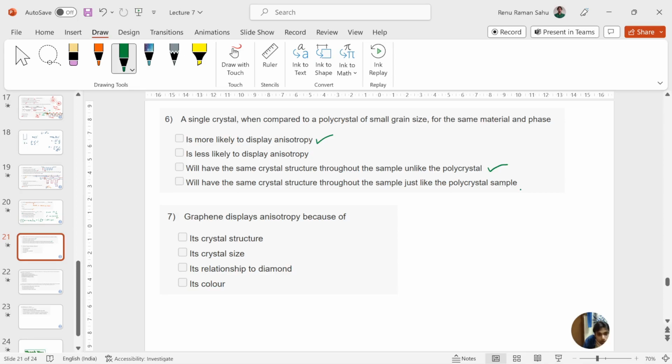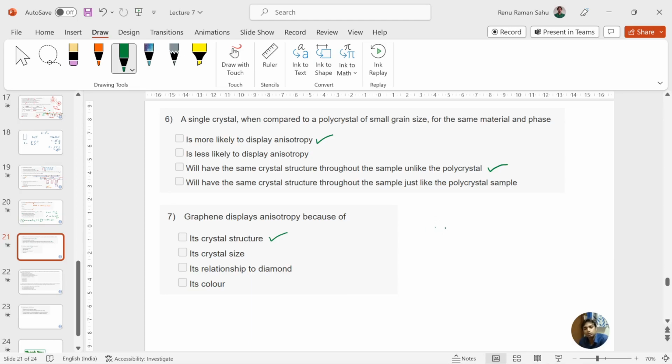What about the next question? Graphene displays anisotropy because of its crystal structure. Yeah, because that's what it is. What is the relationship with diamond? It is just the same element. But because of the arrangement of the carbon atoms in a particular way, it is in a 2D fashion. So that is why it shows anisotropy. What is the advantage in graphene compared to other materials? Why does it show superior properties and conductivity?